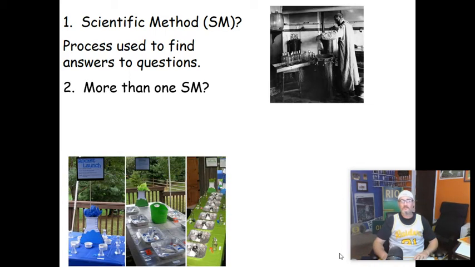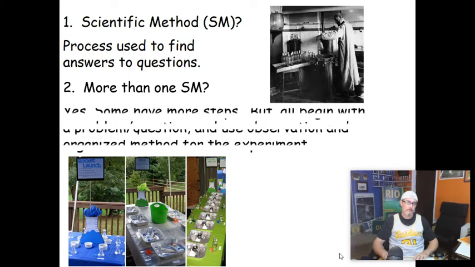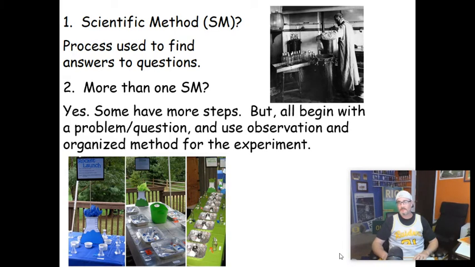Is there more than one scientific method? Of course there is. Some have more steps, but they all begin with a problem or a question, and they all use observation and an organized method for an experiment. An experiment may not be mixing chemicals together. An experiment may just simply be figuring out what happened based on an observation. Okay?